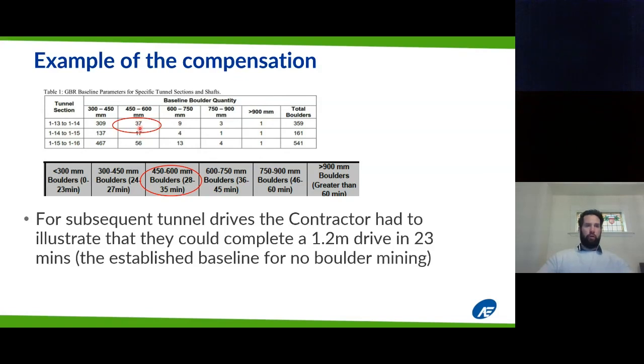So the first 37 occurrences that happened were at the contractor's cost. This was the baseline, so the contractor just had to take this as base cost. On the 38th boulder, we would pay the contractor for every minute over the baseline 23 minutes at that $66 rate that we derived on the previous slide. And then for subsequent tunnel drives, the contractor had to illustrate that they could still complete a 1.2 meter drive in those 23 minutes. We effectively made them establish a baseline for each subsequent tunnel after this first tunnel that we based all our analysis on.